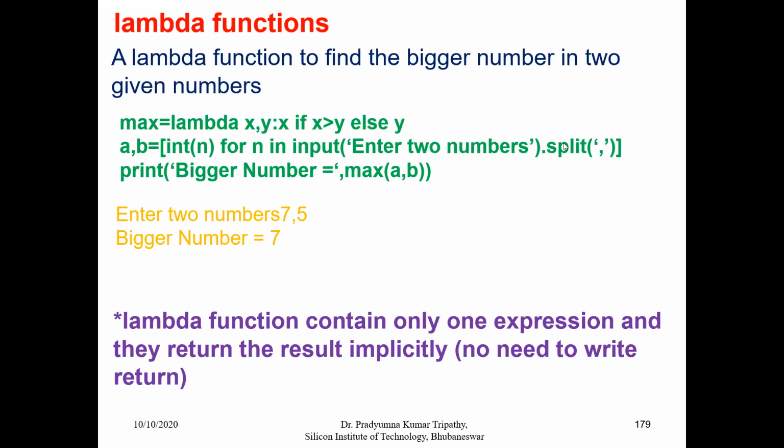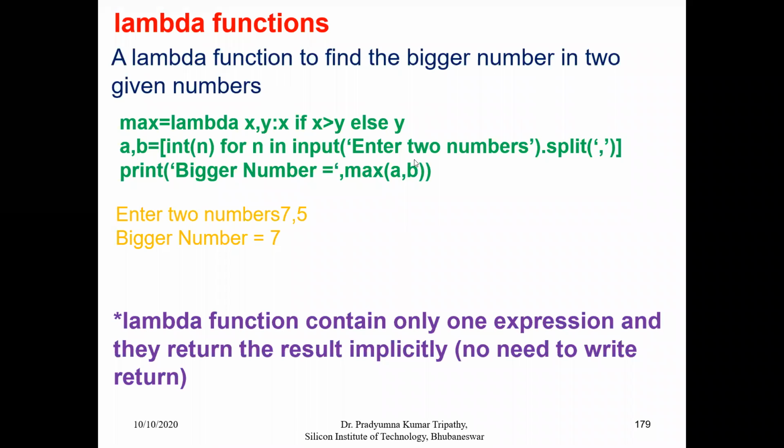I input two numbers over here. This is one way of inputting two numbers I have given. You can simply write input two numbers and put it in A and B. Here I am inputting two values comma separated, and then I split it. So 7 and 5 are two inputs, and then I make them integers and store them in A and B.